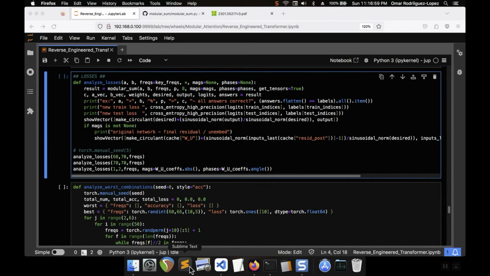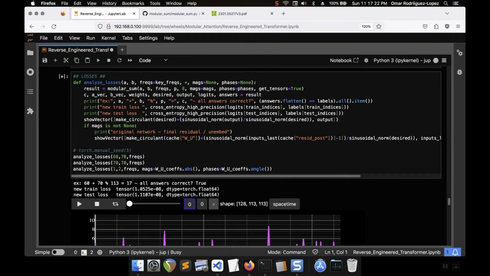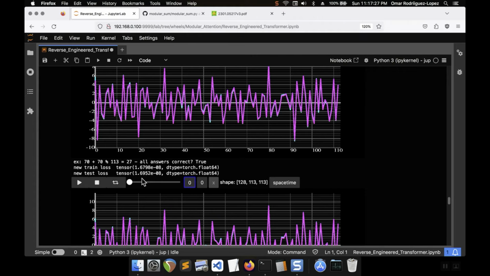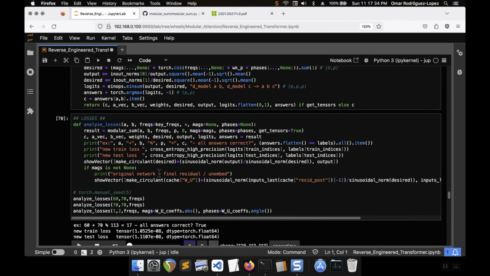So I want to talk about the performance of this thing. It's kind of interesting. It gets really good loss. If I run this on a few different runs with random magnitudes and phases, keeping the same frequencies, it typically gets like 1e-8. It's really good loss, like 1 to 5e-8, something like that. It stays within that range, but it's quirky.